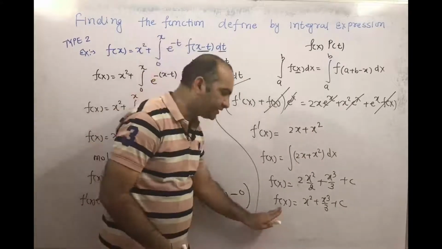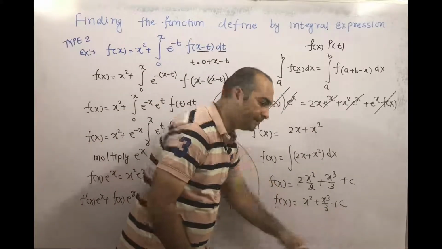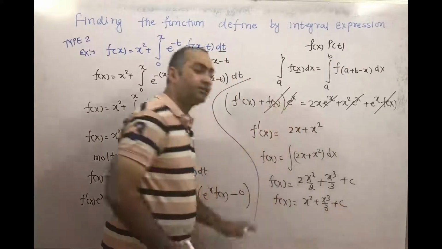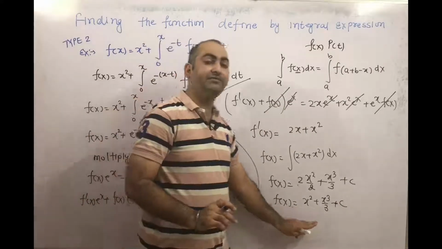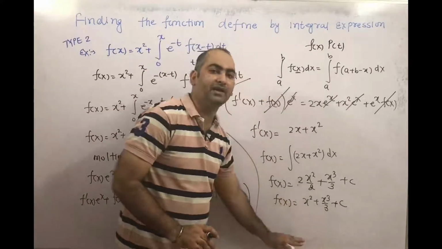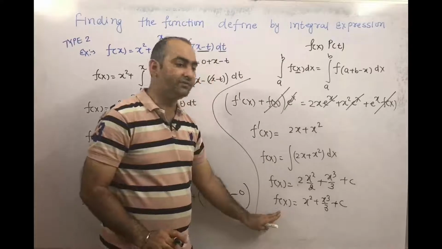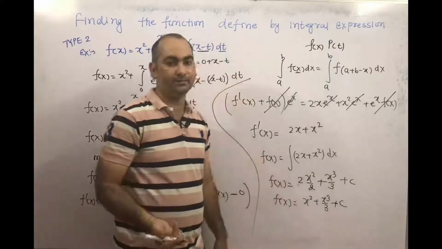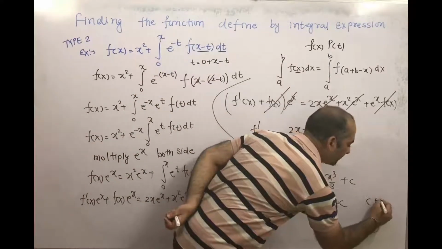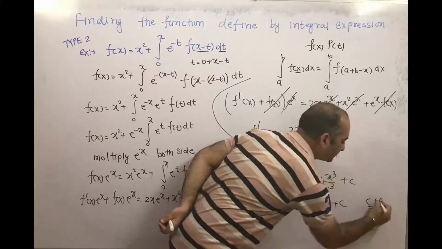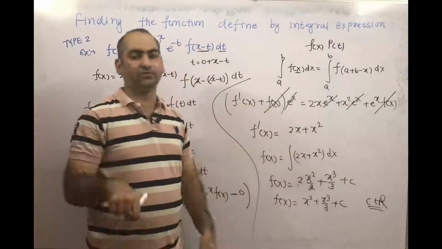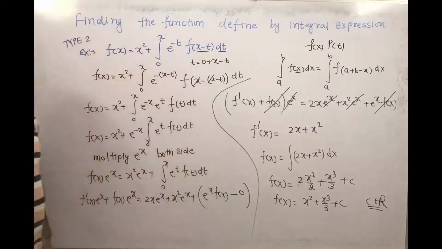We want f of x, but here we got c. C means this is not a fixed function. We'll get infinitely many functions, but all are parallel graphs, because c belongs to R. But we want only one function. So here we want the c value. So how do we find the c value?